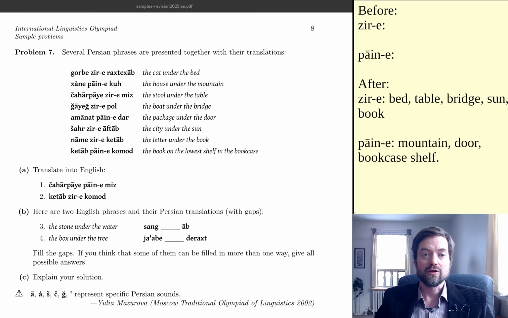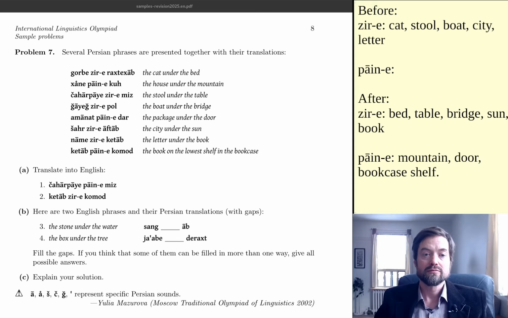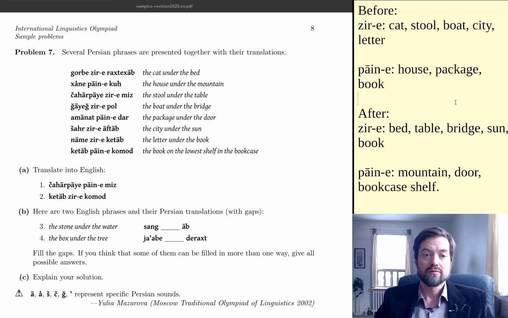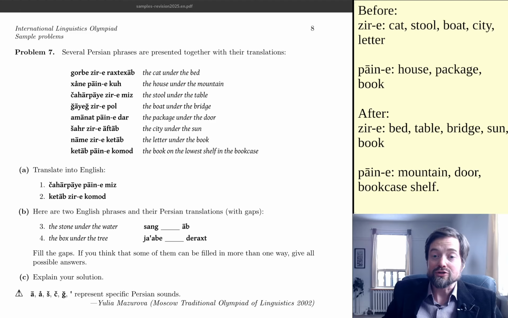Zire. Okay, so we have cat, stool, boat, city and letter. And for Pine, we have house, package, and book. So it looks to me like this is all the information we can assemble.